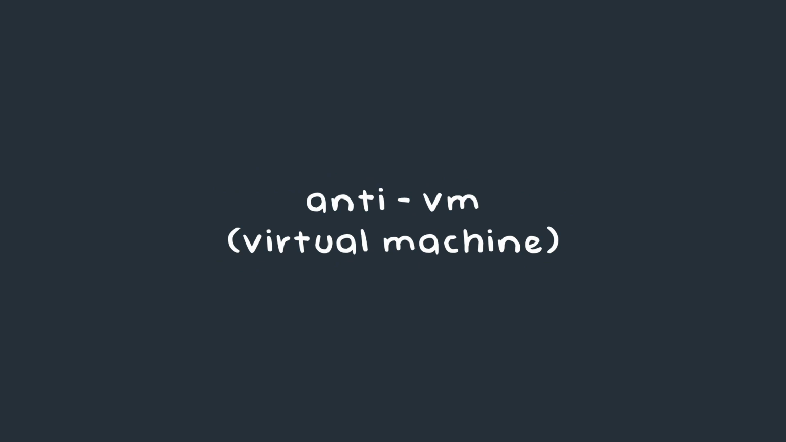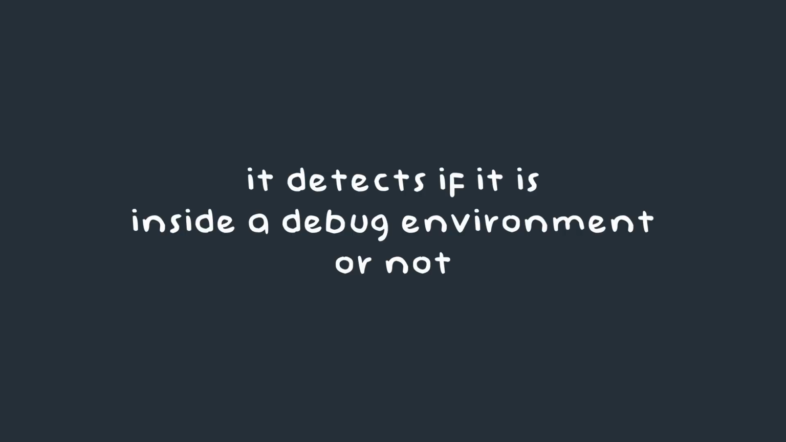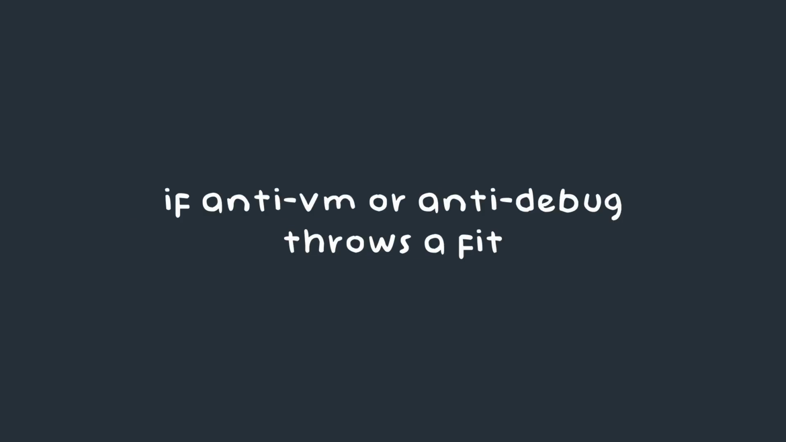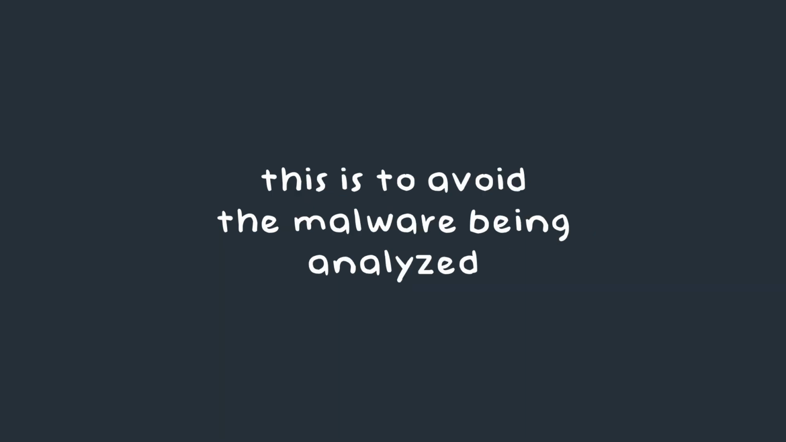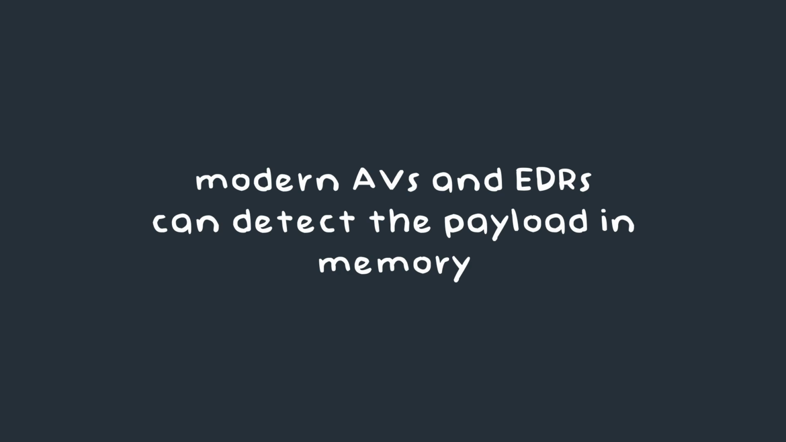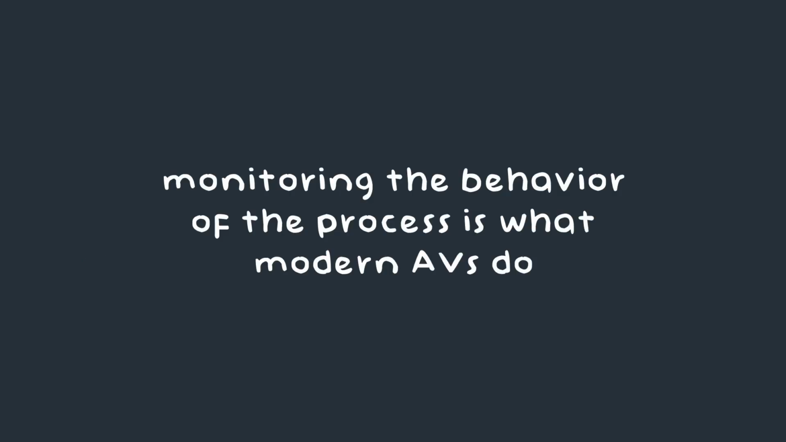Anti-VM is a feature in some crypters. It allows the stub to detect whether it's inside of a virtual machine or not. This also applies to anti-debug. Anti-debug is a feature in crypters too. It detects whether it's inside of a debugging environment rather than a virtual environment. And if anti-VM or anti-debug detects either of which, then it will not run inside of that environment. This is to avoid the malware from being analyzed. However, modern AVs and EDR can actually detect the malicious payload in the memory, comparing these to known indicators of compromise or file hashes, but more reliably, analyzing and monitoring the behavior of the process is what modern antiviruses do.